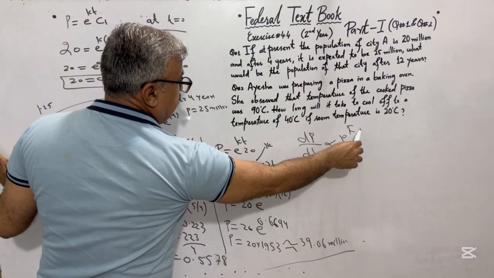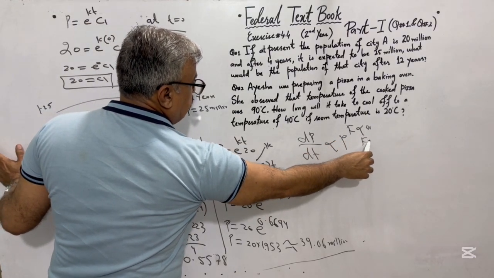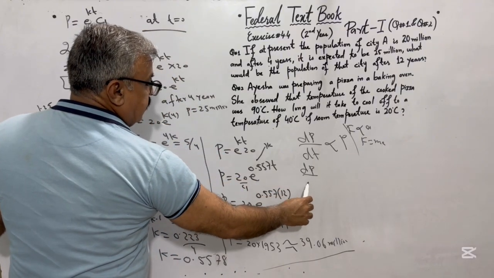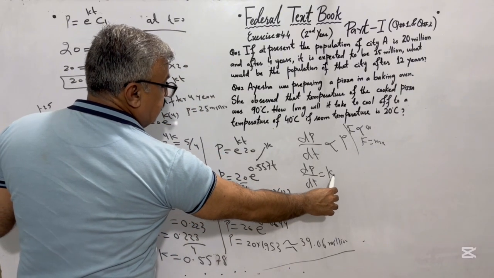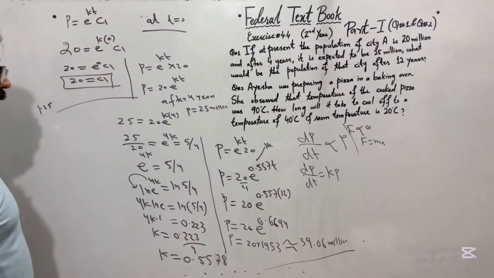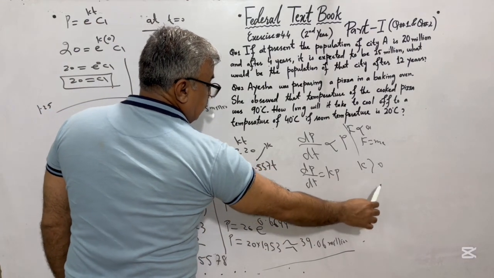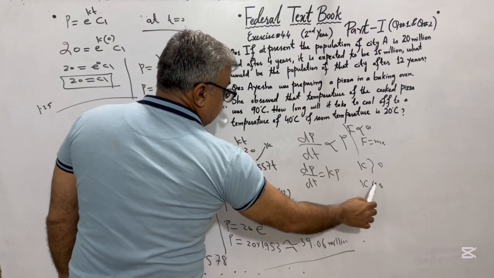I have given you the idea. F is directly proportional to A. We introduce a constant of proportionality, that is key. That's Kp, K times P. If our K is positive, our rate of change is an increase. If K is less than 0, it's a case of decrease.